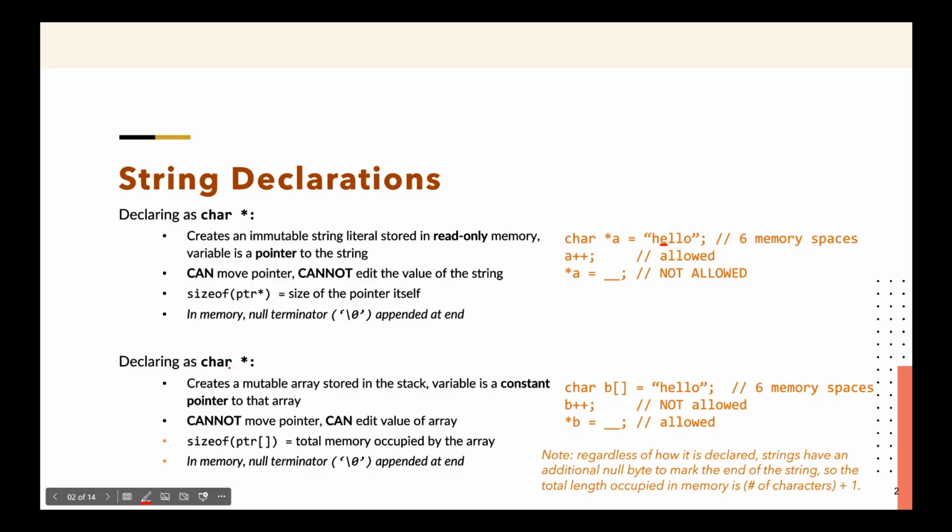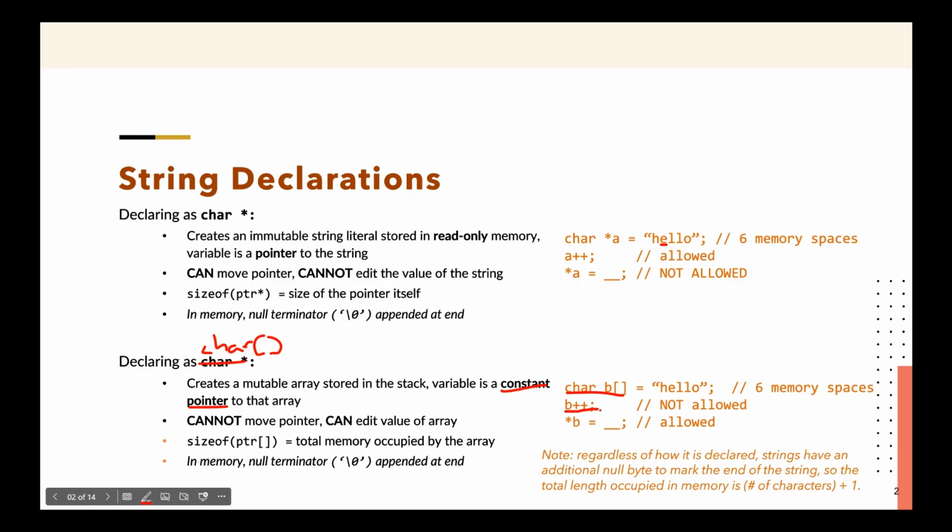Oh, this is wrong. This is supposed to be char array. Please excuse my handwriting with my mouse here. So the second way you can declare a string, besides using the char pointer with string literals, is storing a mutable character array. And when we do this, the pointer that we have is going to be a constant pointer to the array. What this means is the abilities we have are essentially flipped from the character pointer. So in this case, we can't move the pointer, but we can edit the value that's in the array, right?